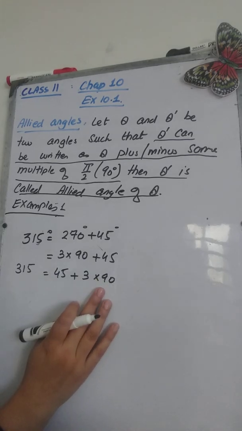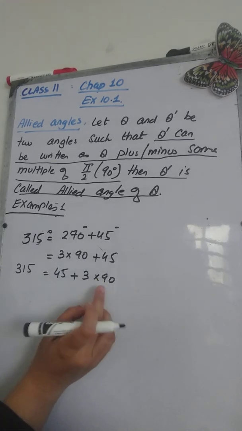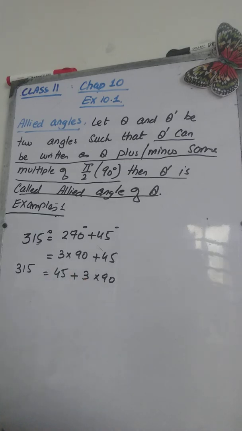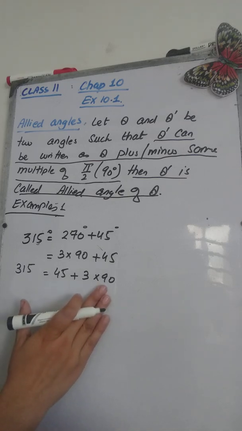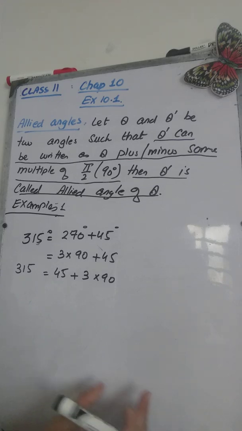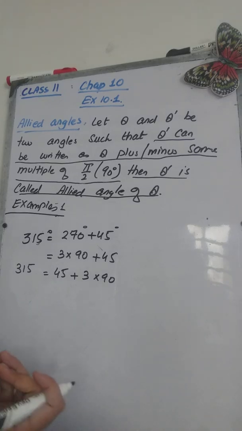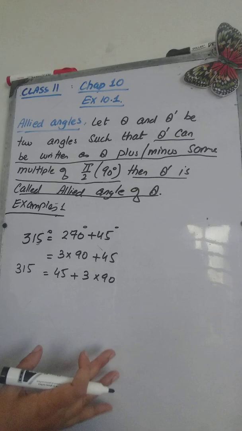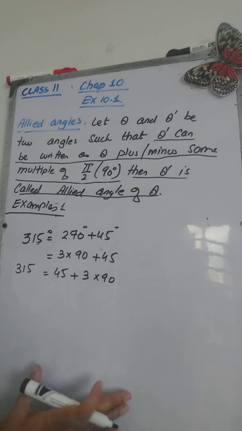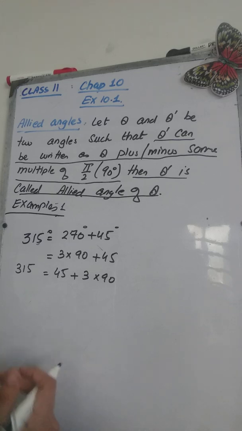Multiple of 90 means the numbers we get when we multiply 90 by different integers. 3 times 90 is a multiple of 90. 2 times 90 is also a multiple of 90. The table of 90 will give you all the multiples of 90. For example, if you are considering the multiples of 2, then 2, 4, 6, 8 are all multiples of 2 because these are the numbers which we get when we multiply 2 by different integers.